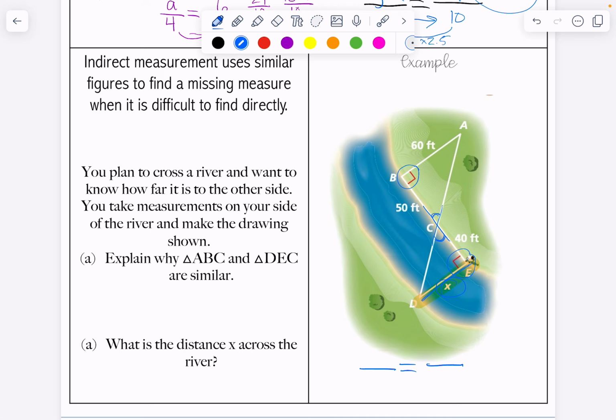Okay, so when we set up our proportion, we just want to make sure that we're matching up our corresponding sides. So that x and the 40 are both on that lower triangle, so I'm going to put them together. And then now what I need to do is imagine that this triangle is rotated, and think of which side would correspond with the x, okay?